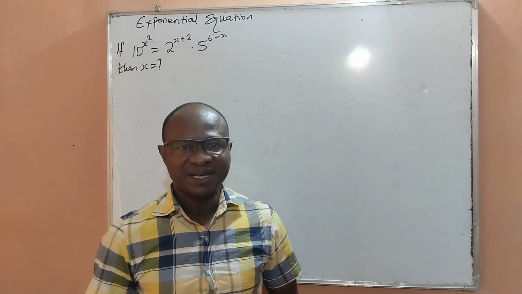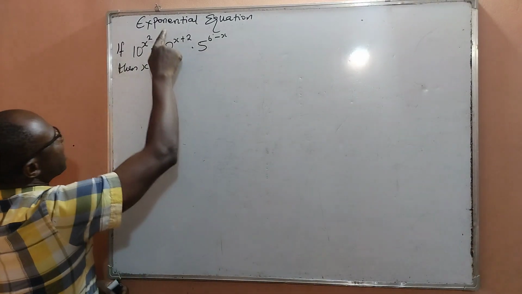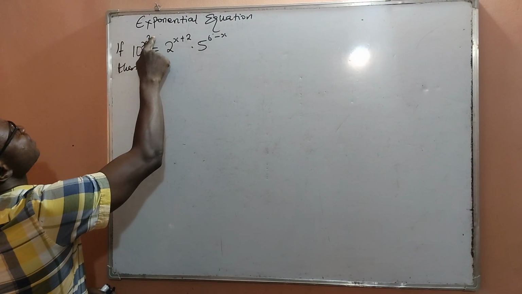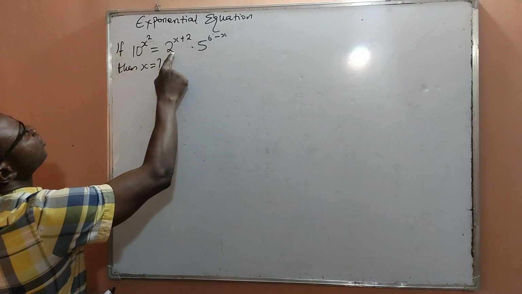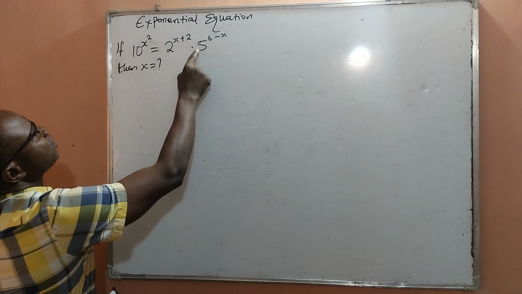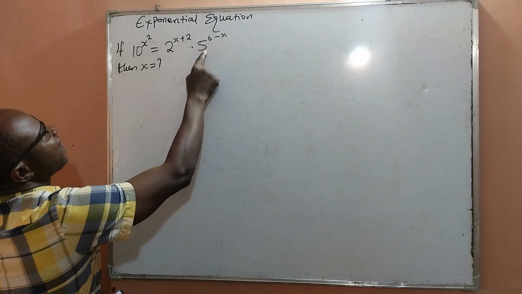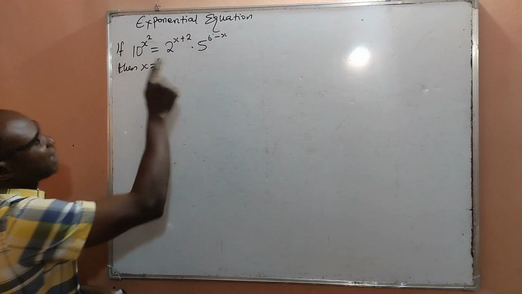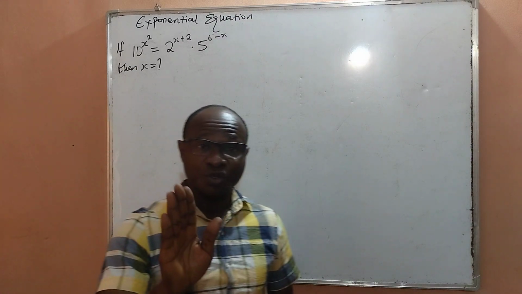In today's mathematics class, what I have for you is an exponential equation. If 10 raised to the power x squared is equal to 2 raised to the power x plus 2 multiplied by 5 raised to the power 6 minus x, then what should be the value of x?